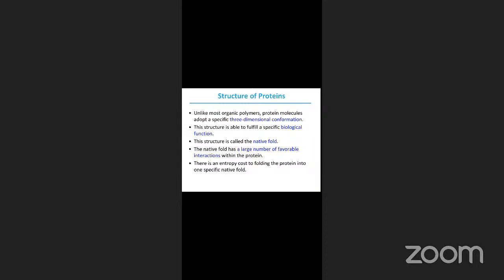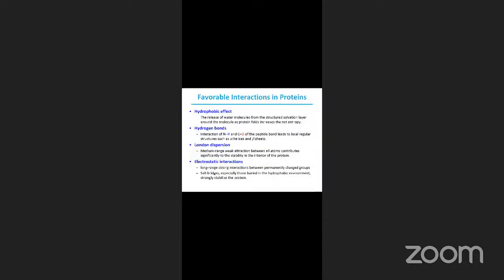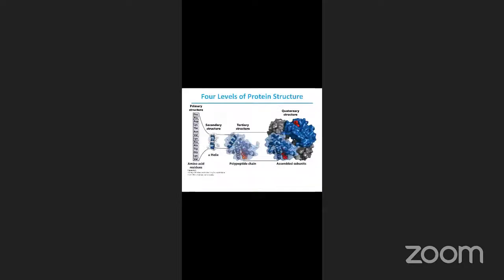So what are the different favorable interactions involved in proteins? They are hydrophobic effects, as some groups may not interact with water. Then hydrogen bonds, then London dispersion forces. So there are some weak attractions within the proteins. Then electrostatic interactions between charged groups, which form salt bridges. So we have different interactions that participate in protein folding. We have four levels of protein structure: primary, secondary, tertiary, and quaternary.